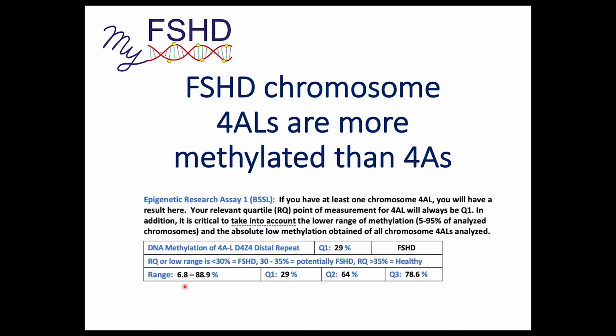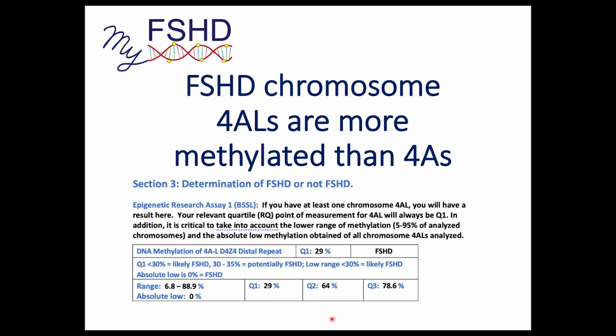You'll remember that we get the methylation numbers from anywhere from 20 to 30 chromosomes, and so the range here is from 6.8 to 89%. And you get these different quartiles. These are much higher than you typically see for a 4A chromosome associated with FSHD, but this is fairly typical of what we see for 4AL.